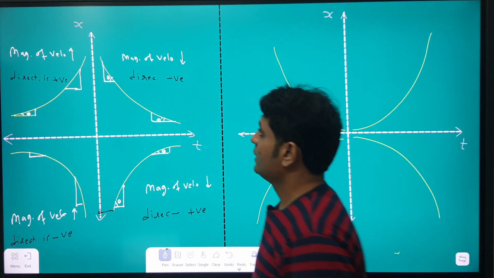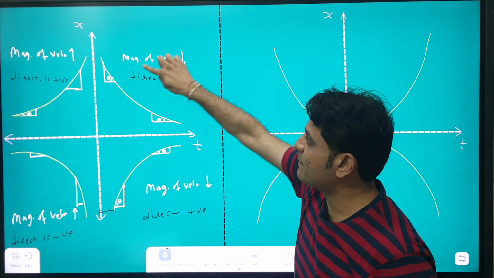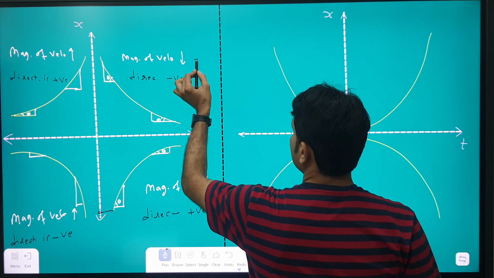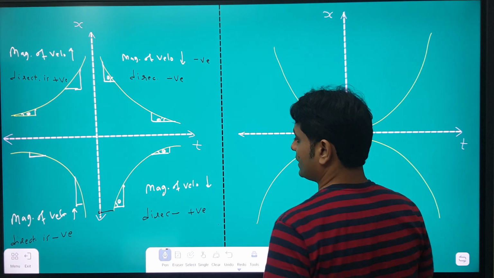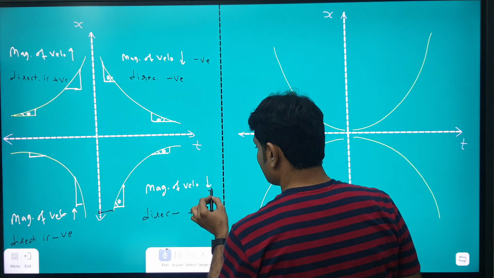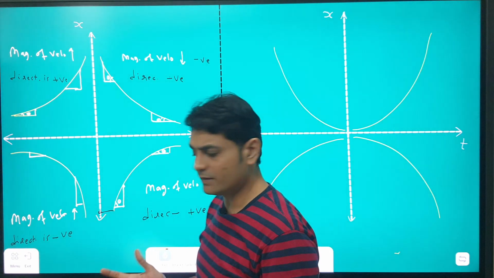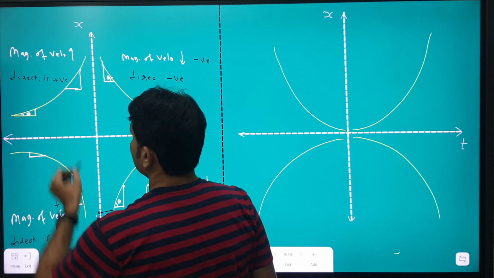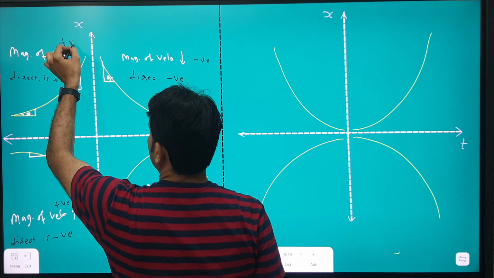Now the case for which the magnitude of velocity is decreasing, for that the acceleration will be negative. Decreasing, again it is negative. Decrease means negative, increase means positive. Let's take it that way. It is increasing, therefore this is positive.